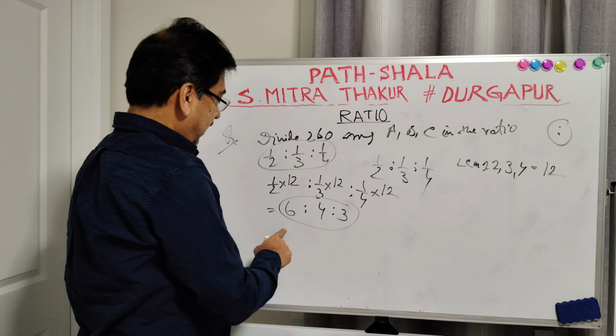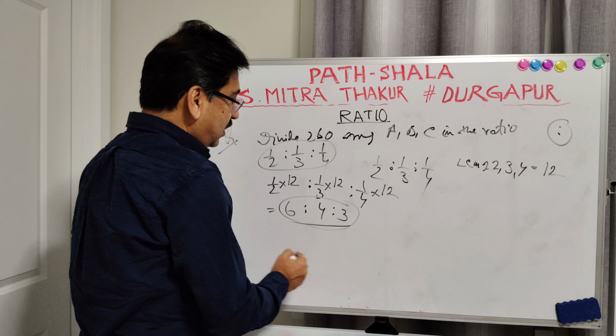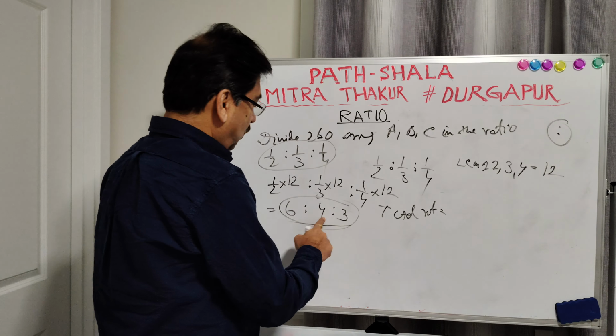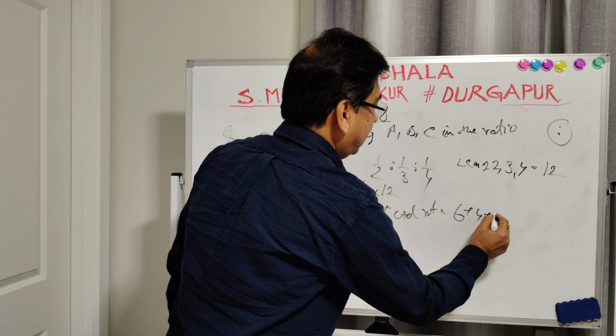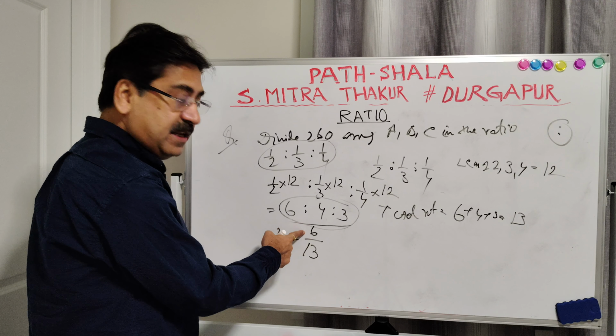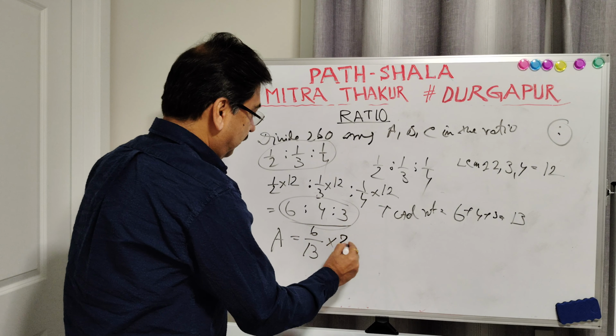Here A's part is 6, B's part is 4 and C's part is 3. The total ratio is 6 plus 4 plus 3, that is 13. So out of 13, A is 6. So A will get 6 by 13 into 260, and 13 twenties are 260, so that is 120.